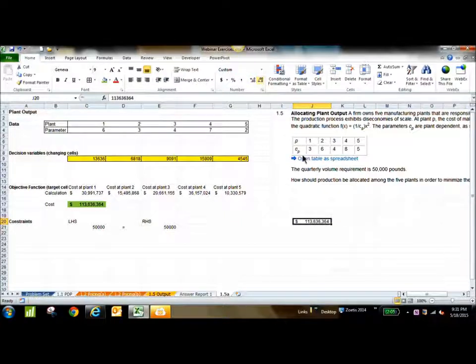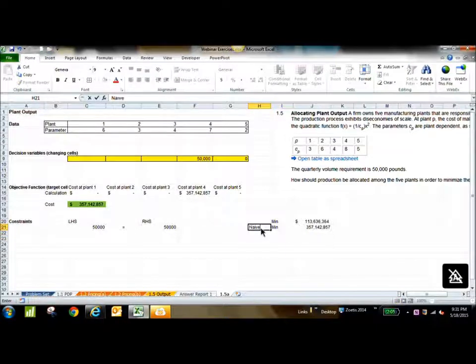If we follow your logic and change this to 50,000 and make this 0, look what happens. Let me make sure. Yep, 50,000 pounds. We got 357,142,857. This is what we consider minimum based on naive thinking. This is what we consider minimum based on optimality.